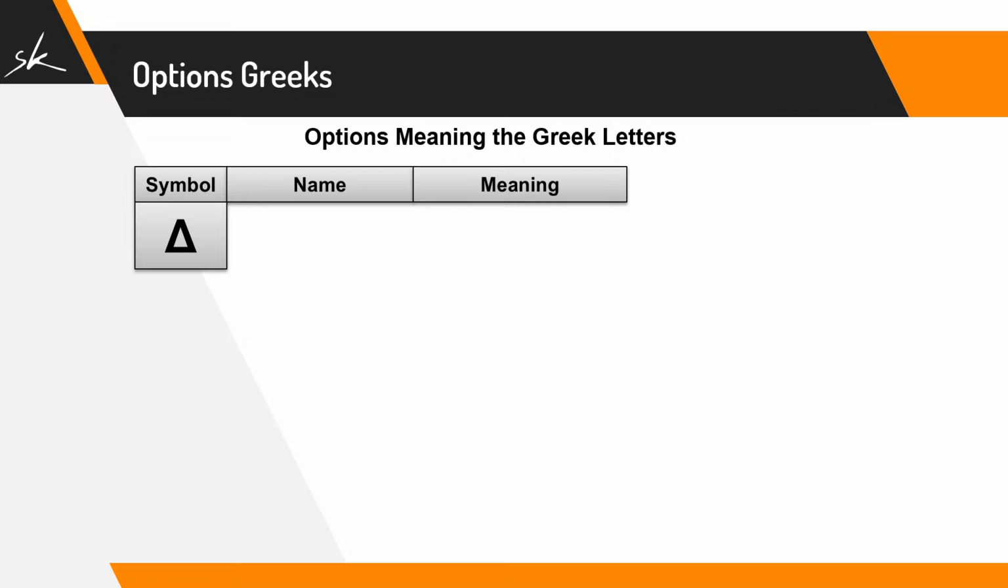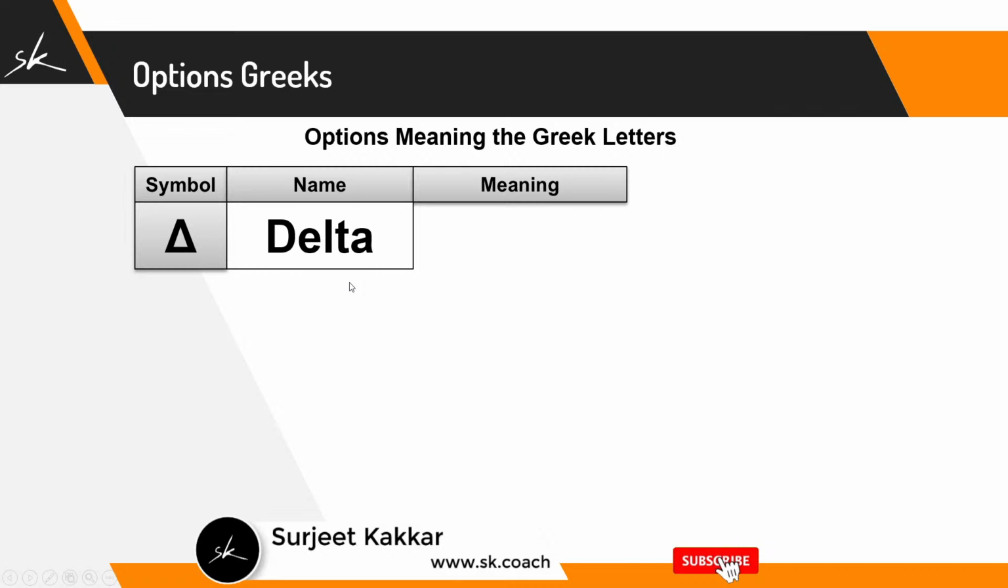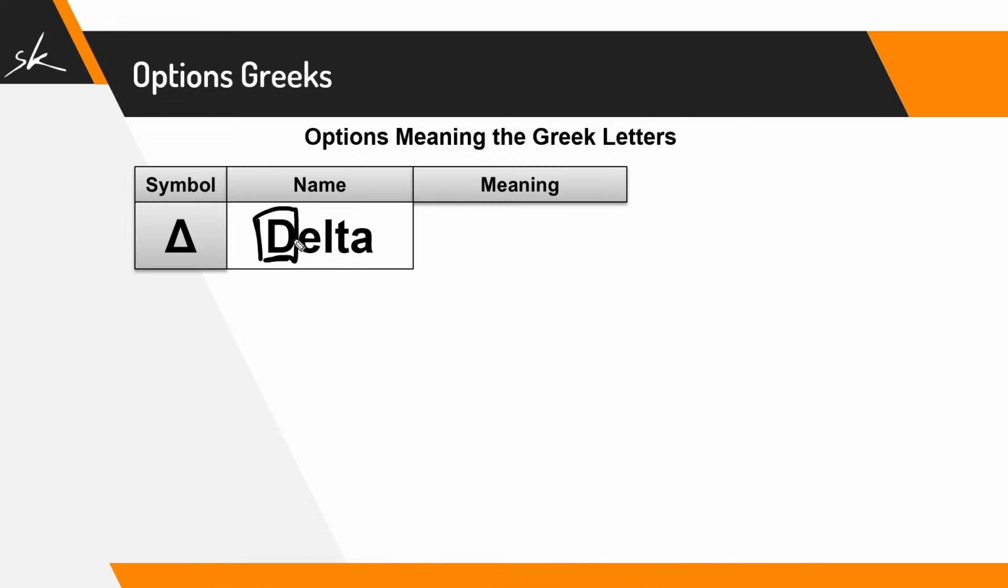So the very first Greek is basically the delta, right? This is the symbol for delta. Now, what does delta mean? Just look at the very first letter. The very first letter is D, so D stands for direction. So what do we mean by direction? Direction means in which direction is the underlying going. The underlying can either move up or move down, right? That is the only direction in which the underlying can go.